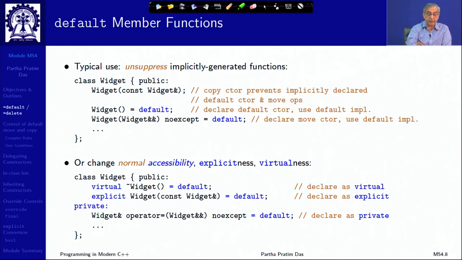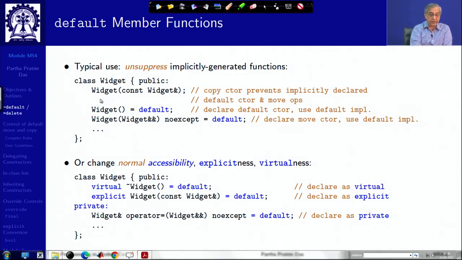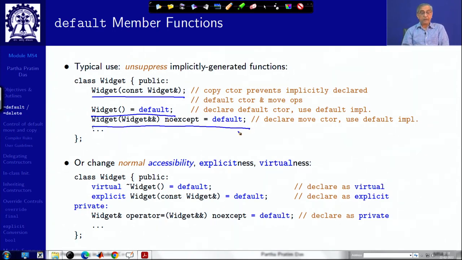So here are examples of default member functions. We are saying this is a copy constructor, that if we provide that, then the default constructor will not be provided, move operations will not be provided. And then you say that this is your default constructor, which should use a default implementation provided by the compiler. Similarly, this is a move constructor, for which default should be given.